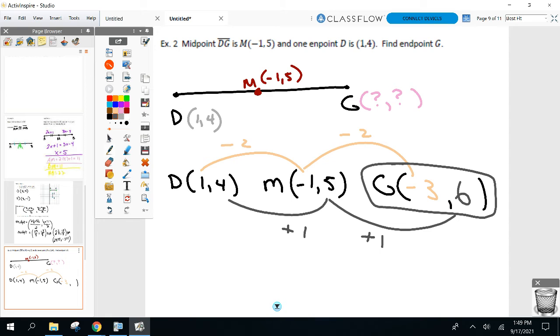All right. Put your calculator away. Get your compass. And if you have a straight edge, you can get that out. We're going to start using the compass now.